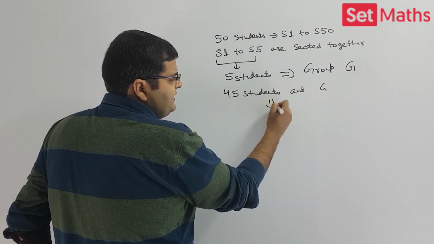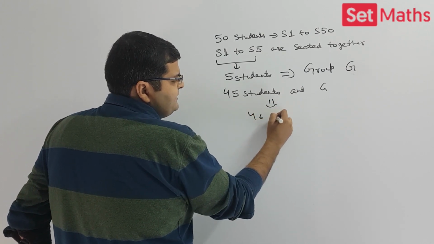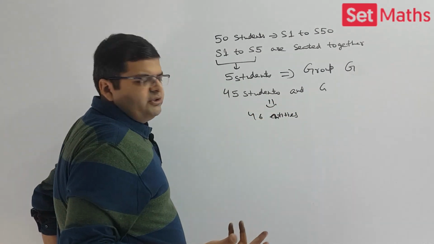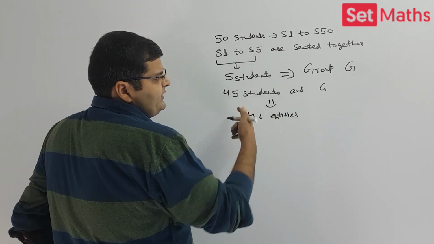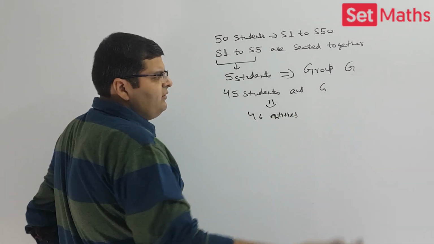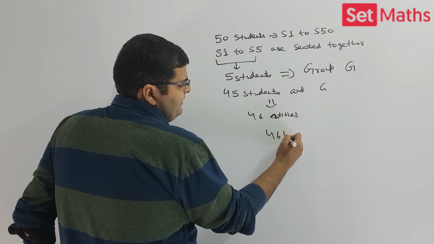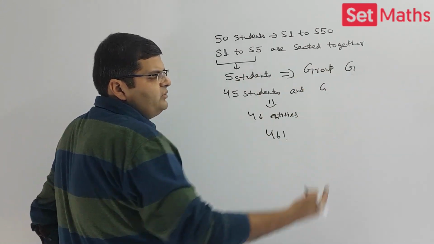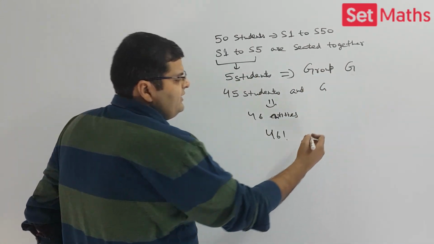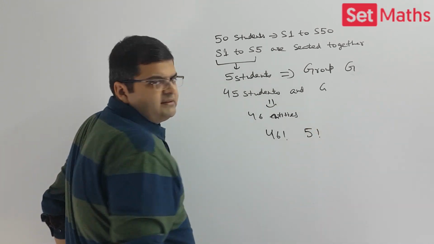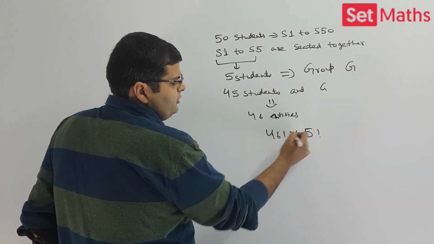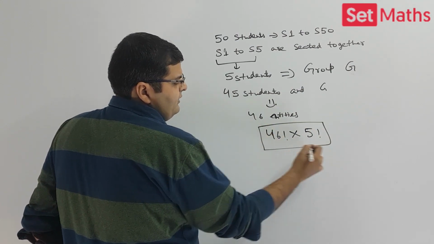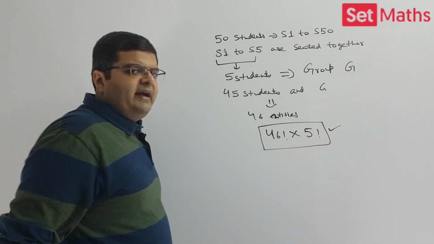So how many entities are there? There are 46 entities, and each entity will occupy a position. So 46 entities have to be seated now on 46 places. That can be done in 46 factorial ways. Now within group G, there are 5 students. Within group G, they can rearrange themselves in 5 factorial ways. So the answer comes out to be 46 factorial times 5 factorial. And this is the correct answer.